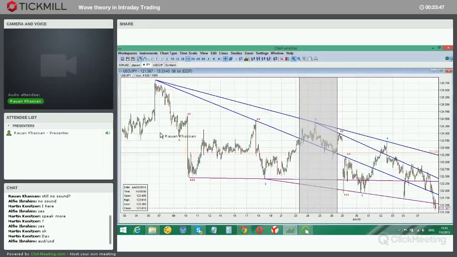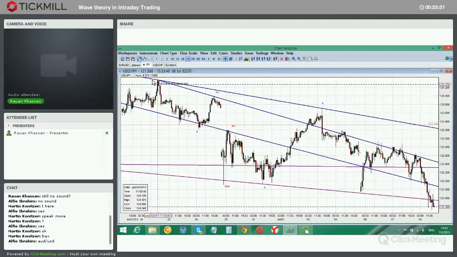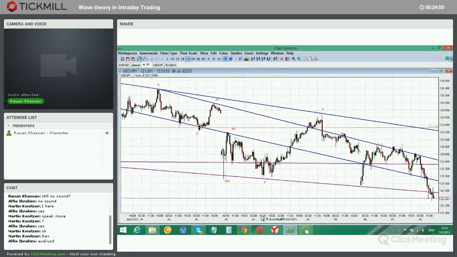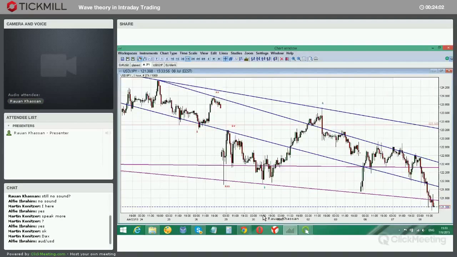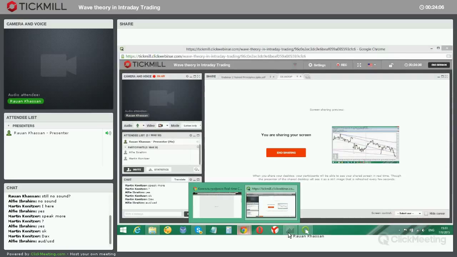Let's zoom in. Now we have in the left corner of the screen the start of wave number 3. Let me adjust the scale. In case you have any questions, please let me know. I will try to answer them.